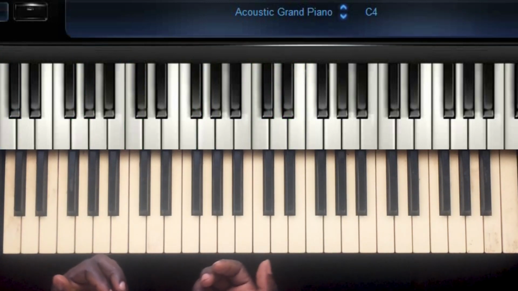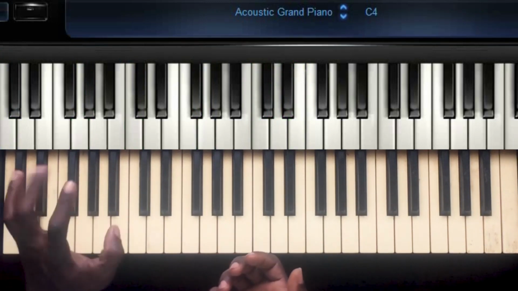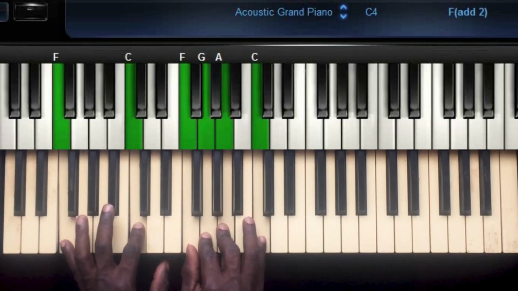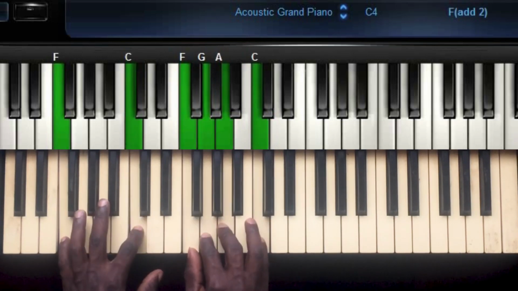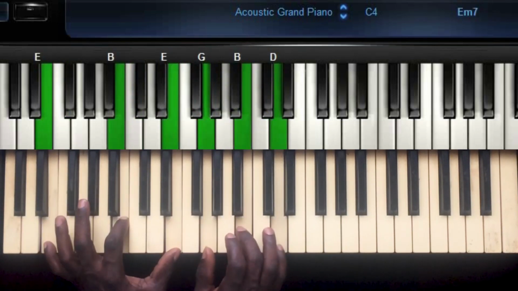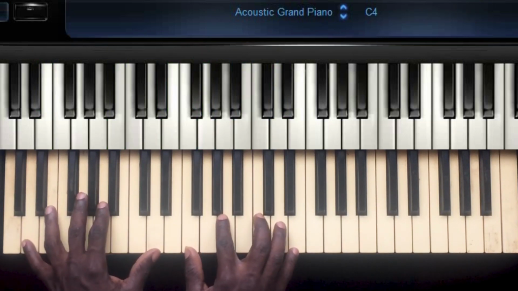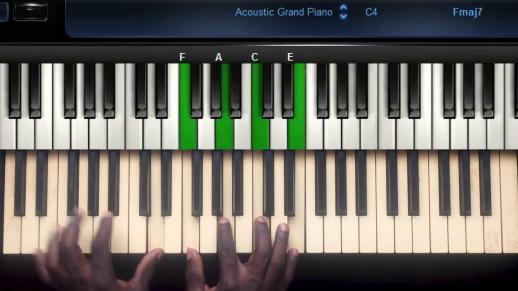Alright, so this is how I played the 2. Don't be confused because of my left hand. So these are 4th chord, which is an added 9th. Then this is the 3 I showed you, and then this is how I played the 2. Alright, so this is the chord.